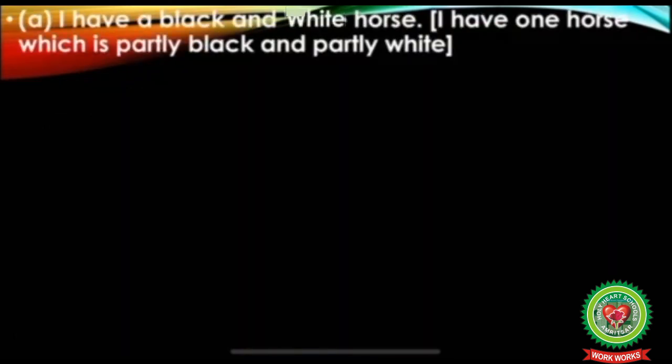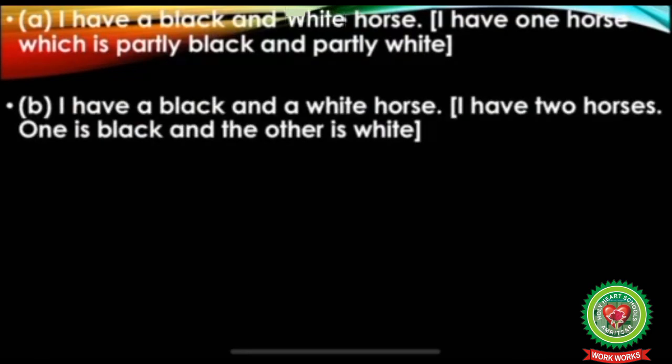See one more example. I have a black and white horse. Here the word "and" is used to join these two words and only one article is used. So this means I have one horse, which is partly black and partly white. Similarly, in the same sentence, if I am using two articles, I am saying I have a black and a white horse. I have used two articles, so this means I have two horses. One is black and the other one is white. So I hope this is clear. When we are using one article, we are talking about only one person. And when we are using two articles, it means we are talking about two persons or two things.